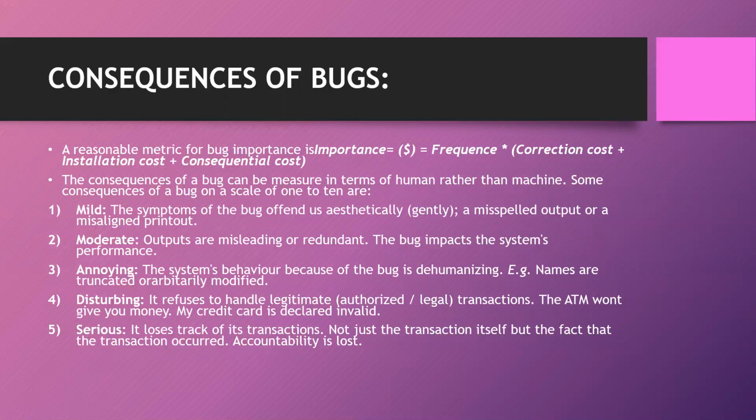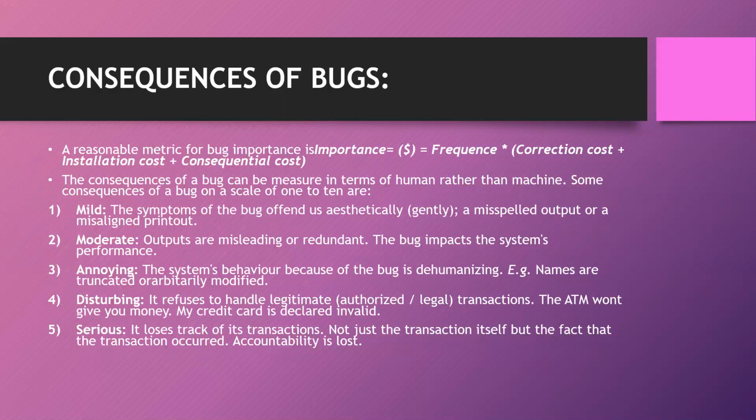The bug impacts the system's performance. Third is annoying. The system's behavior because of the bug is dehumanizing. Examples: names are truncated or arbitrarily modified. Fourth is disturbing. It refuses to handle legitimate, authorized, or legal transactions. The ATM won't give you money. My credit card is declared invalid. These are disturbing bugs.